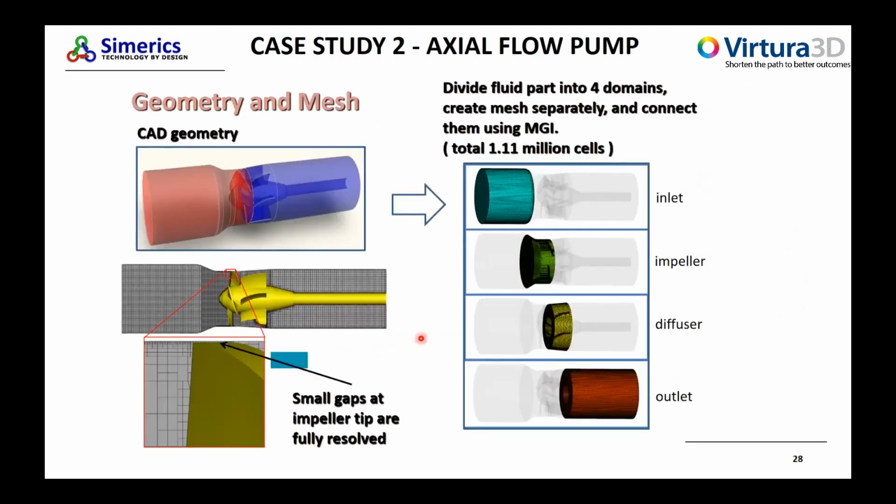First, let's talk about the model. At that time when they had done this simulation, we had modeled with about 1.1 million cells. We are dividing this geometry into 4 different domains: the inlet domain, attaching to the impeller domain, then the diffuser domain, and then the outlet domain. Of course, we use this MGI algorithm, which we briefly talked about, to connect these domains together so the flow can go from the inlet all the way to the outlet. We are also focusing on the small gap at the impeller tip, which we can model as well, and we fully resolve that gap.